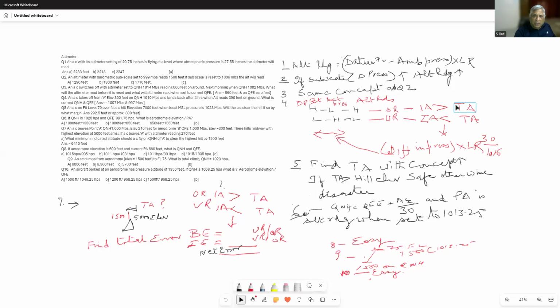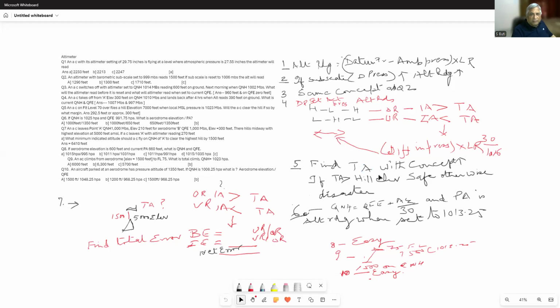Is your altimeter underreading or overreading? Underreading is also bad, but overreading could even be dangerous. You might be thinking that this indicated altitude is safe to cross a hill, but your true altitude may be less. That is the reason we are studying these things, so that we have an accident-free career ahead.